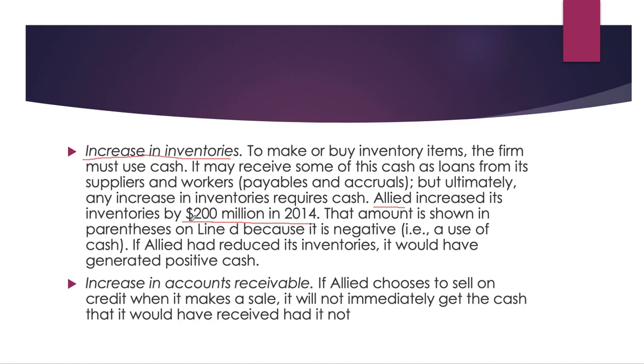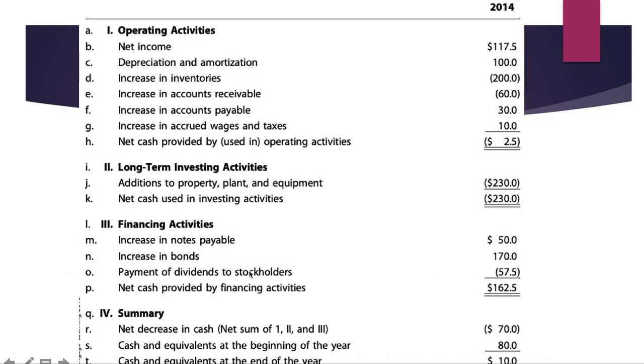If Allied had reduced its inventories, it would have generated positive cash. So if we look here, the increase in inventories is considered a cash outflow. This 200 million went out of our pocket as cash. So this is subtracted.